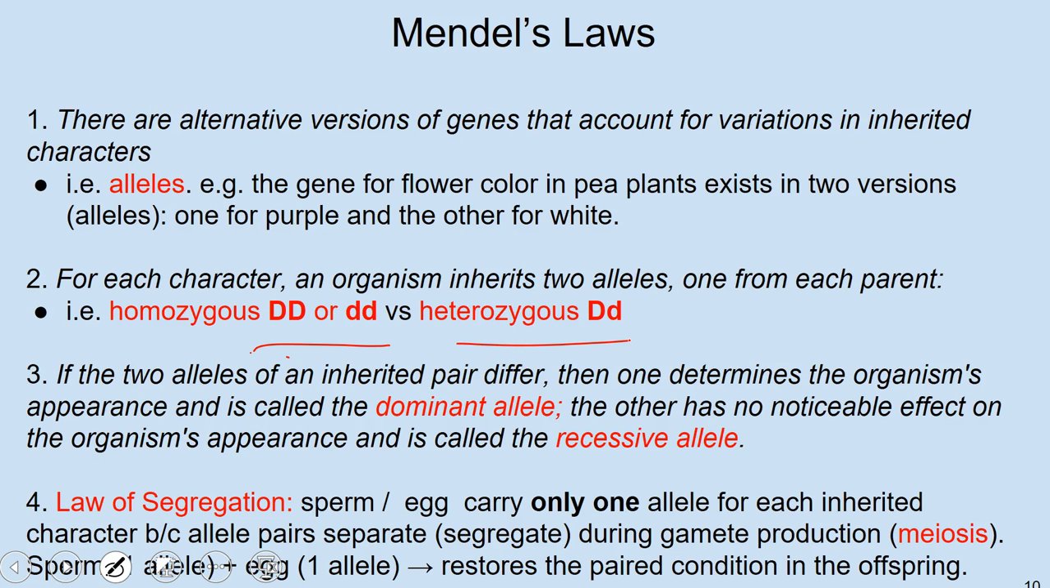The last one is the law of segregation, and this is that the sperm and the egg carry only one allele for each inherited trait. So this is getting back to them being haploid, and that the allele pairs must separate during gamete production, which is what we have learnt in meiosis.